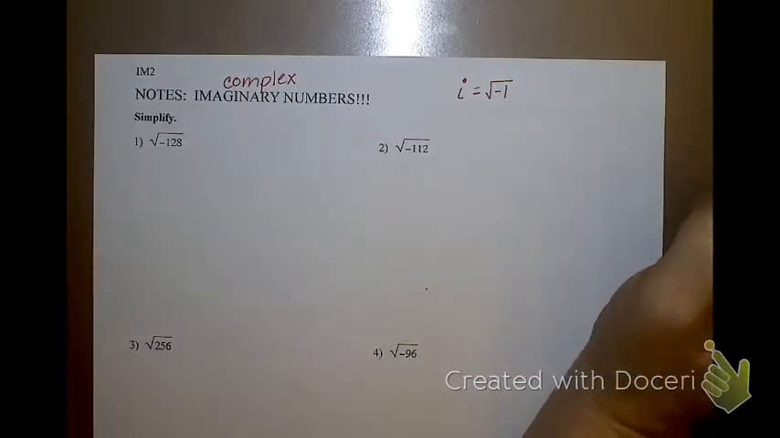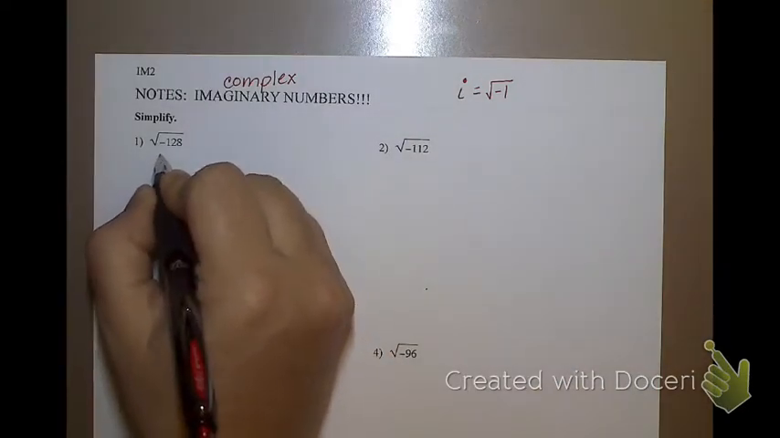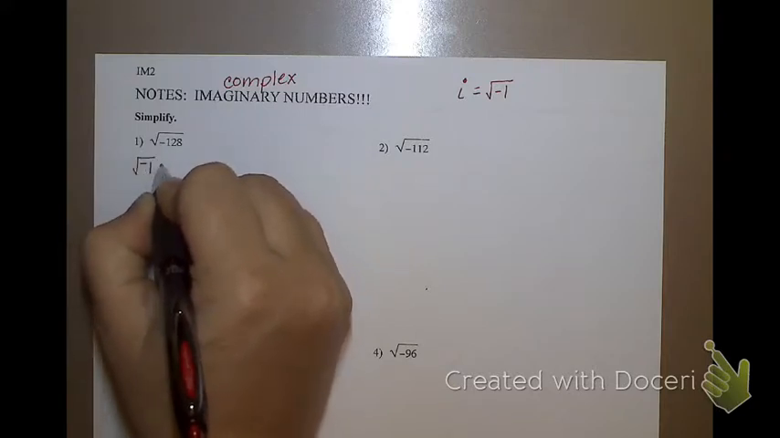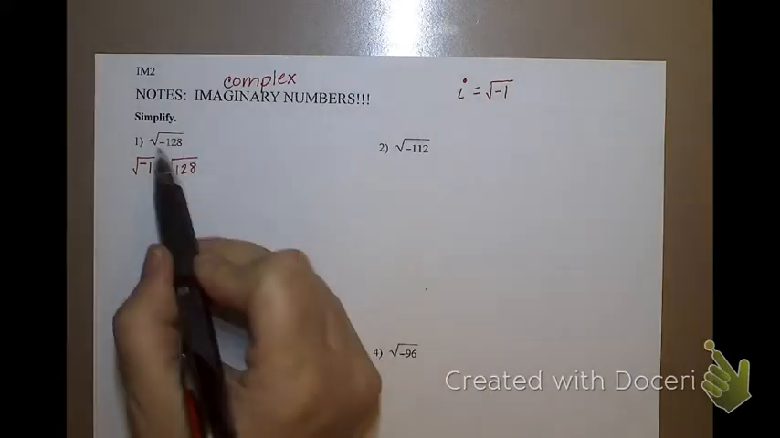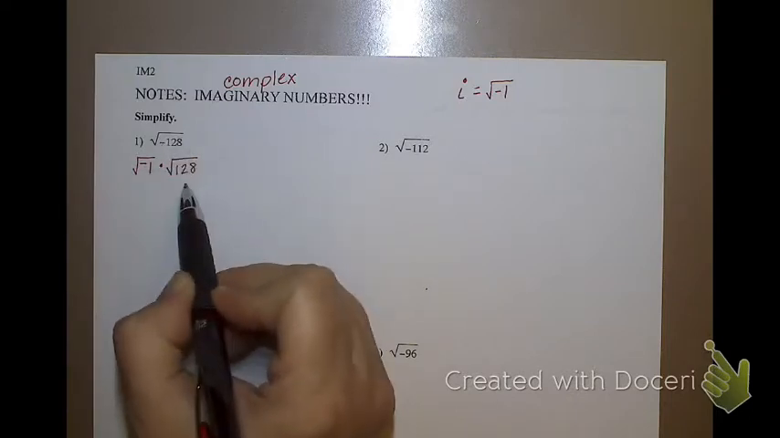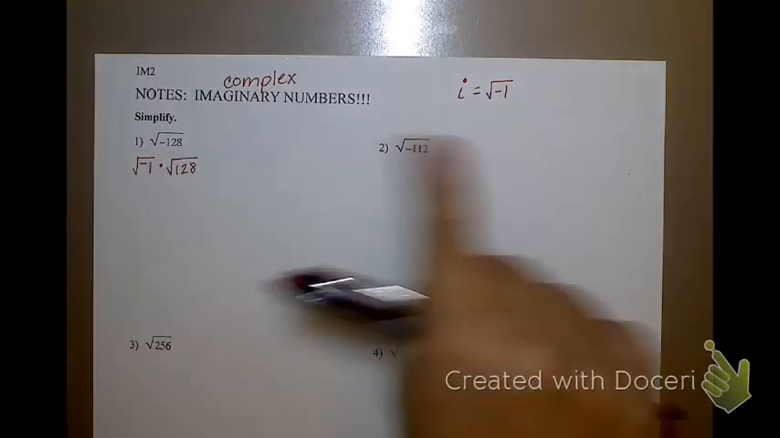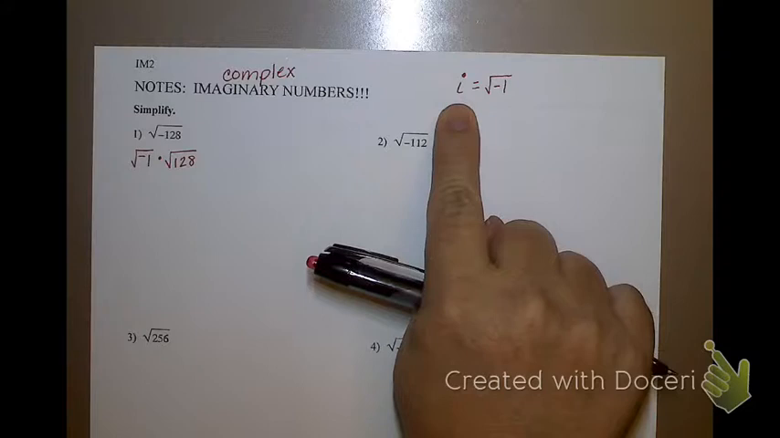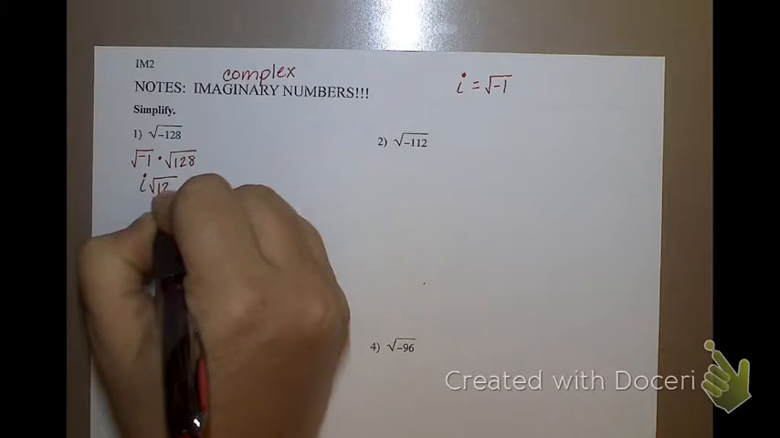Why is that important? Well, if I have something like the square root of -128, that is actually the square root of -1 times the square root of +128. Negative, and then +128. That's how I break it up. Does that make sense so far? Didn't I just tell you what the square root of -1 is? It's i. So I would say this is i radical 128.